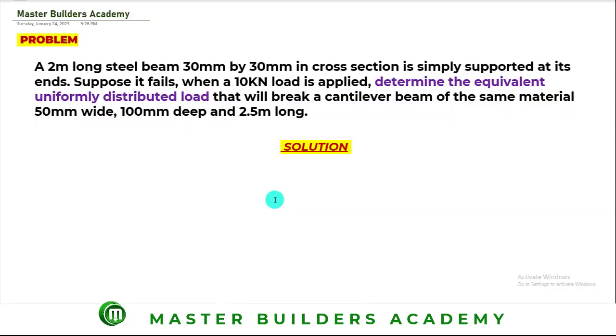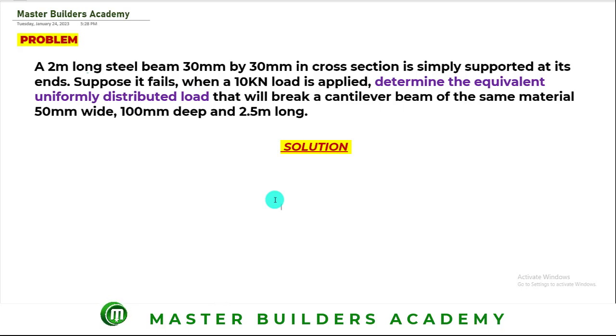Okay guys, now we have another question before us, and the question is this: a 2-meter long steel, that means length, steel beam 30 mm by 30 mm in cross section is simply supported at each end. Simply supported at each end. That means we need to draw a free body diagram for a simply supported beam.